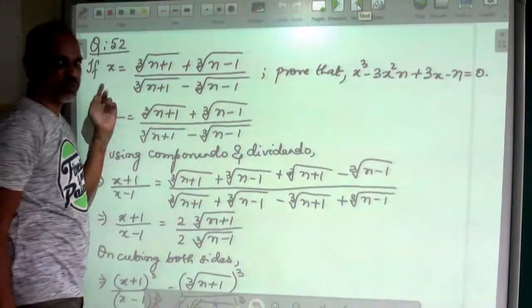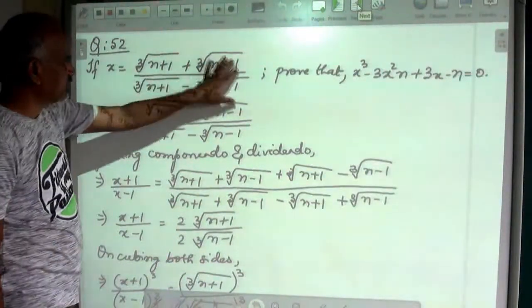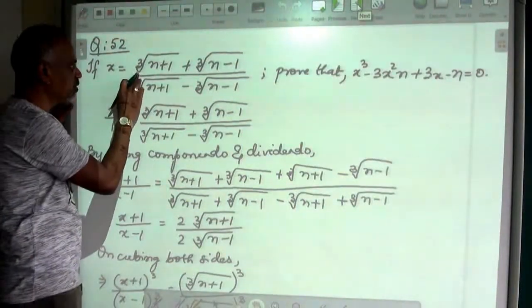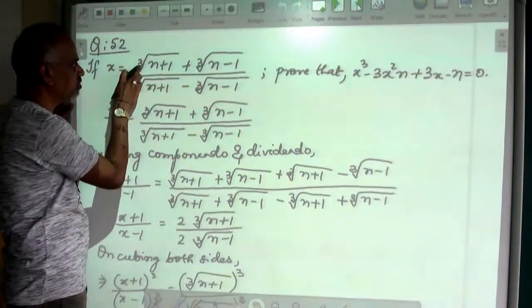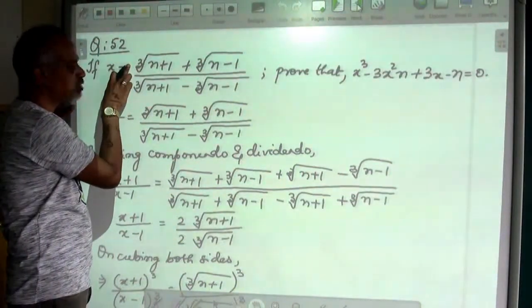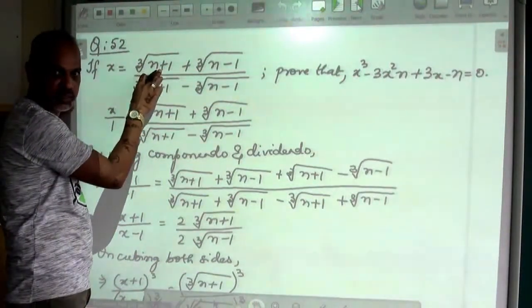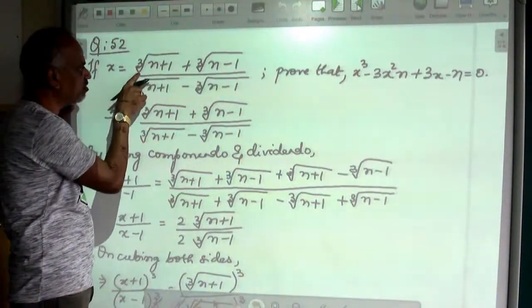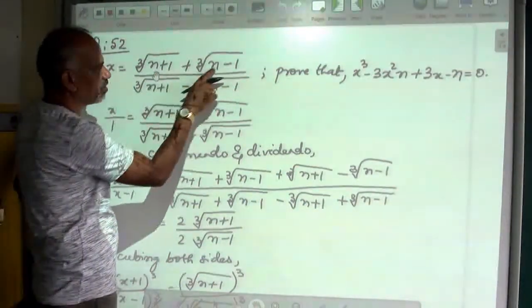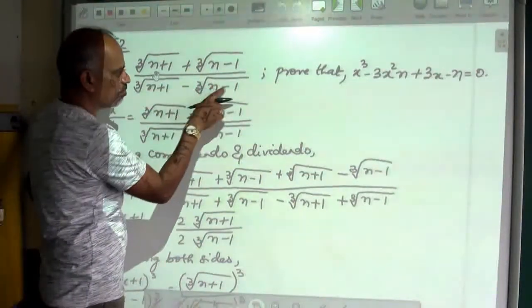Next question is question number 52. If x is equal to, this is what is given, cube root of n plus 1 plus cube root of n minus 1, divided by cube root of n plus 1 minus cube root of n minus 1. Now how do you know this is cube root? If the 3 is written in the v, then it's cube root. If the 3 was outside, then it is 3 multiplied with square root of n plus 1. Because the 3 is written in the v, this is cube root.